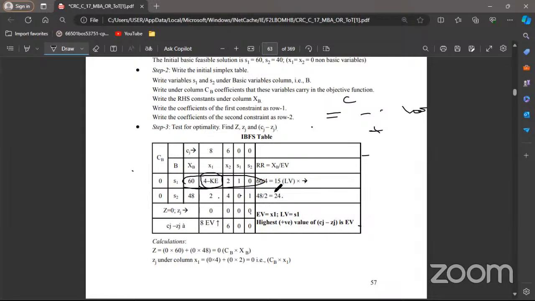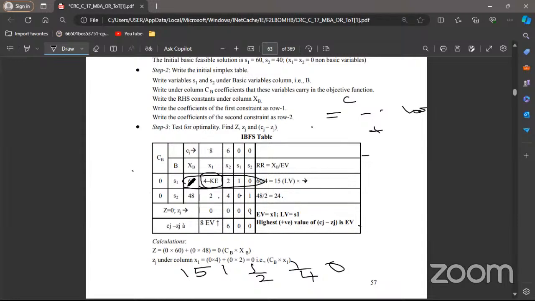60 divided by 4 is how much? 15. 4 divided by 4 is 1. 2 divided by 4 is 1 by 2. 1 divided by 4 is 1 by 4. 0 divided by 4 is 0. These are the new values of the first row. Are the new values of the key row clear?